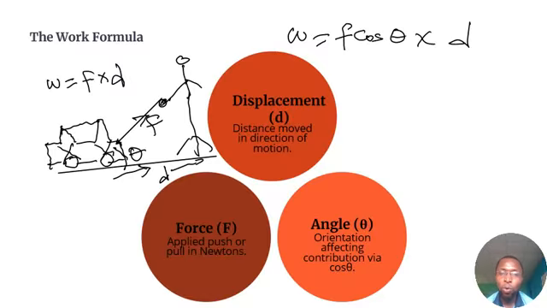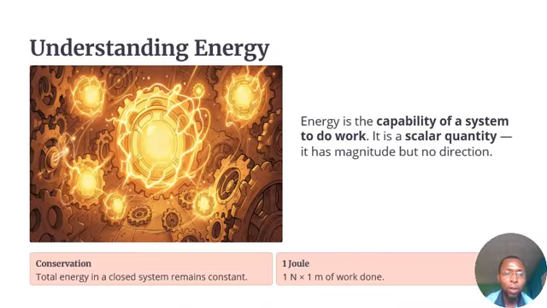So in essence, the formula for work could be this one if there is an angle involved, and it could be this one if there is no angle involved. That's the summary of what we are saying. All right. So having said that, now let's go further to talk about the second concept, that is energy. What is energy?